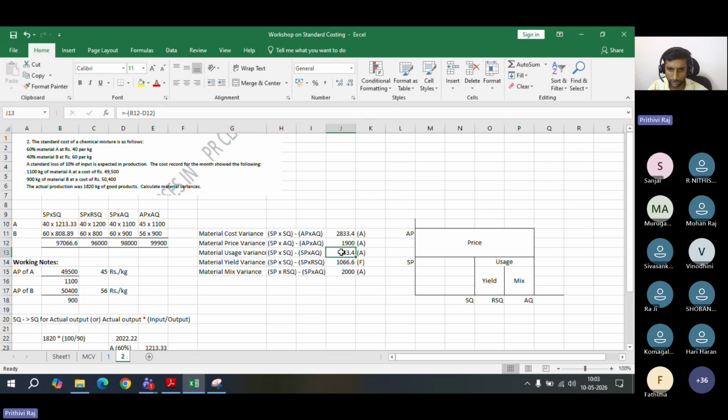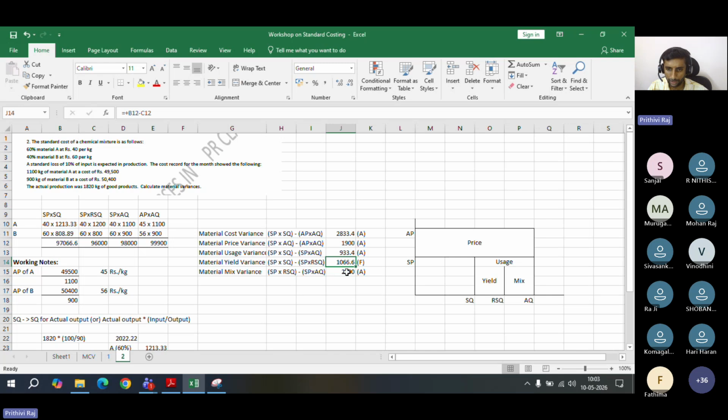And then the usage variance, for the production department, you see this 933.4, the usage variance is adverse. But if you deep dive into the usage variance breakup, you see the yield actually achieved by the production department is favorable. So they showed some efficiency, 1066 favorable. But there is a change in mix. The standard mix is 60-40, but the actual mix is something different. Because of the change in mix, we are getting an adverse variance. Then we have to check why the mix changed.